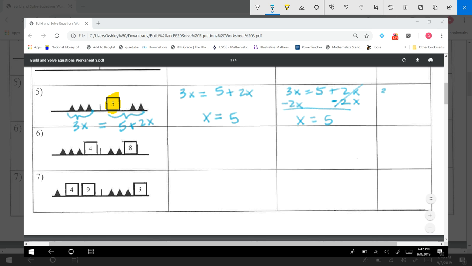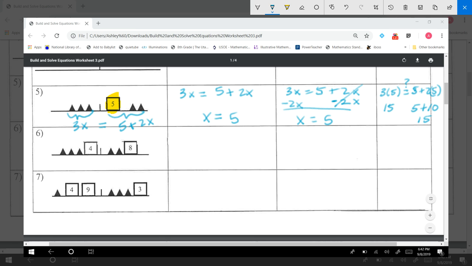To check it, we could plug it into our equation. We could do 3 times 5. Does that really equal the 5 plus 2 times 5? So 3 times 5 would be 15 on the left, and then we have 5 plus 2 times 5, which is 5 plus 10, which becomes 15. So yes, they equal because both sides are equal.